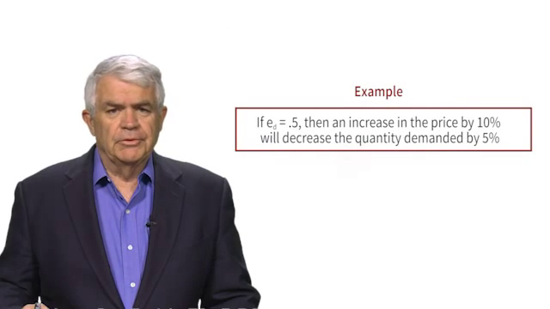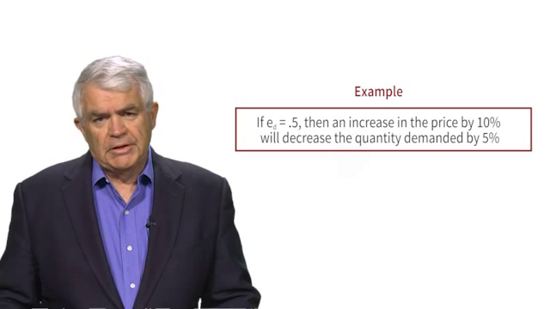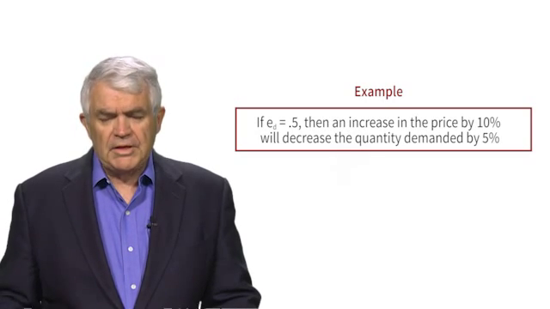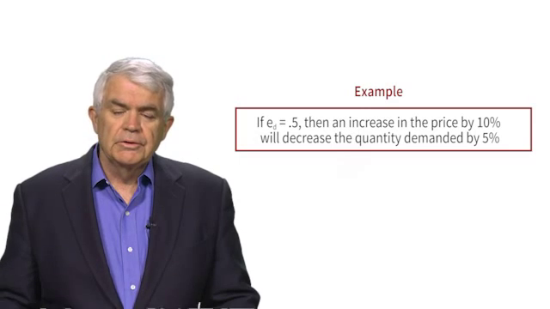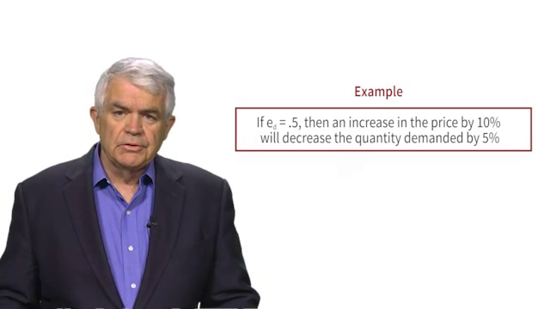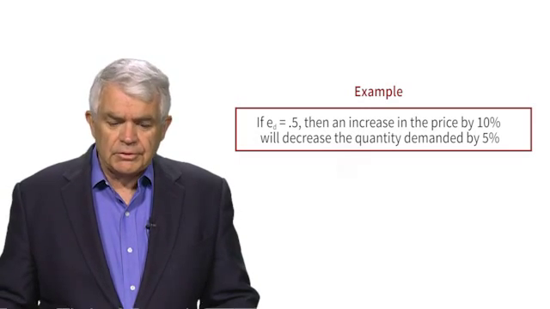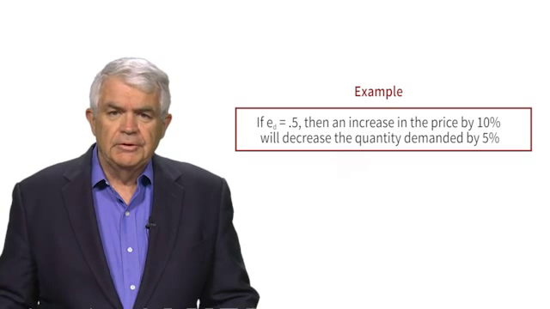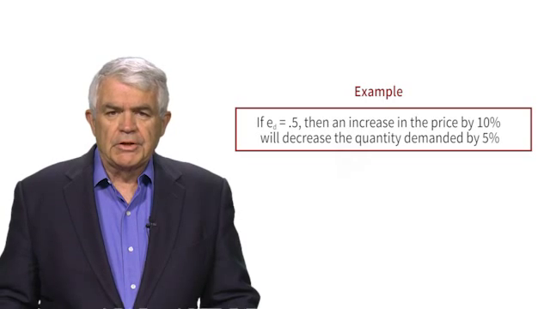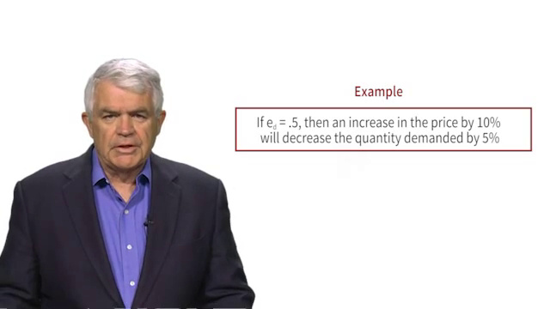And so, for example, if the price elasticity of demand is 0.5, then an increase in the price by 10% will lead to a decrease in the quantity demanded of 5%. That's the 0.5. 5% over 10%. And so that's your measure of the elasticity.